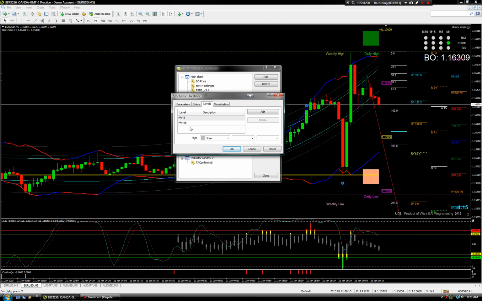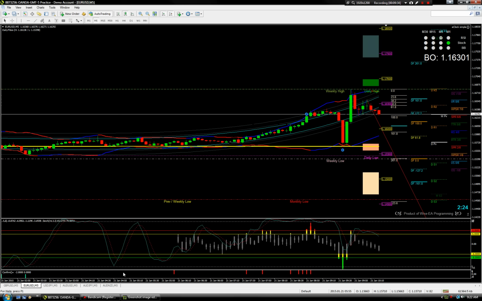Okay, next one we have TA Fib SR. That is these boxes here. Let me go back to the normal chart for you. TA Fib SR is Fibonacci support and resistance. It's these boxes. This is done on an hourly basis. They redraw at the top of each hour.